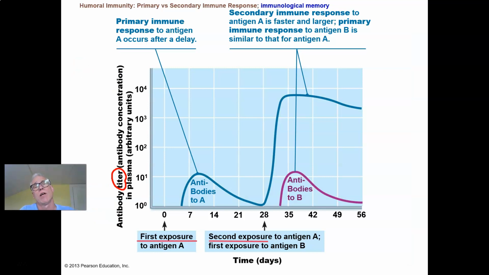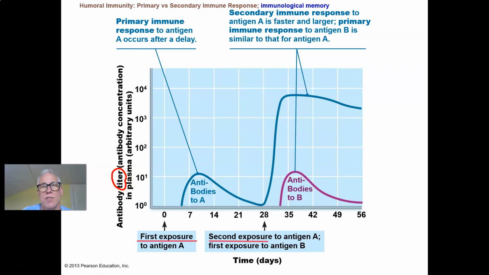Here's a graphical look at the concentration of the antibodies produced by this humoral immune response in a primary immune response and in a secondary immune response. The way we talk about concentration of antibodies when they're in the blood, that's often how we try to scope it out.